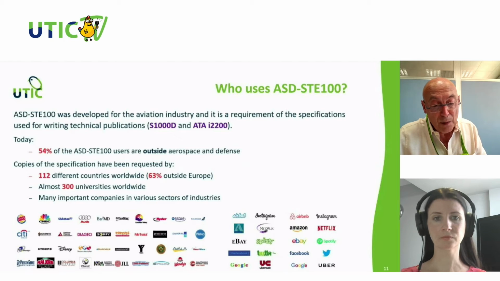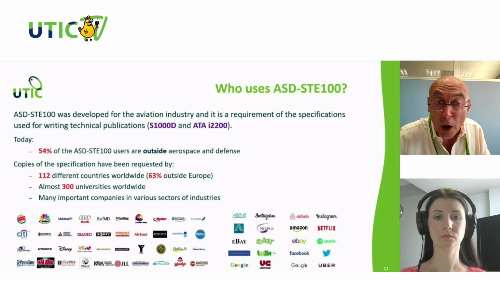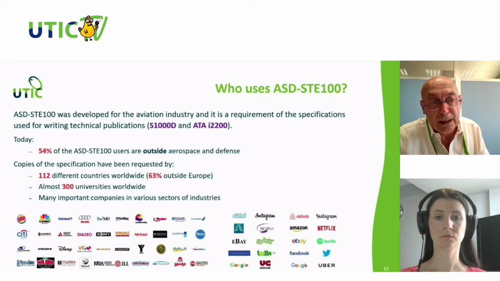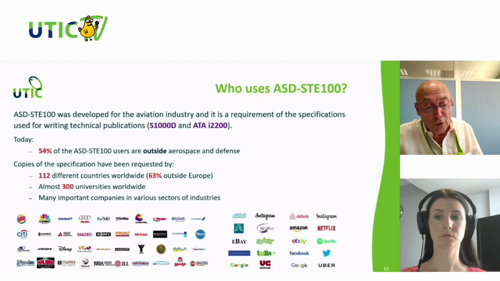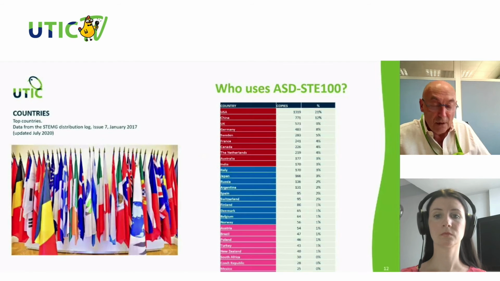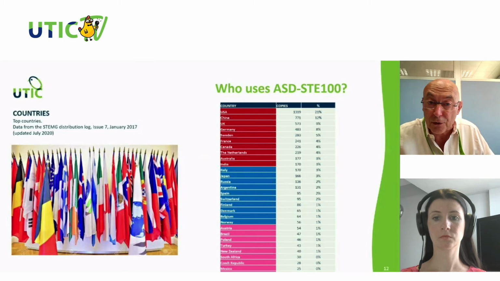And then we have more than 300 universities worldwide with copies, and they include the study of simplified technical English, or they wanted to include the study of simplified technical English into their programs. And then, of course, there are many important companies in various sector industries. In the next slide, we can see the first 30 positions of distributed copies.